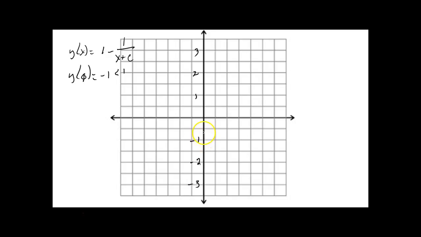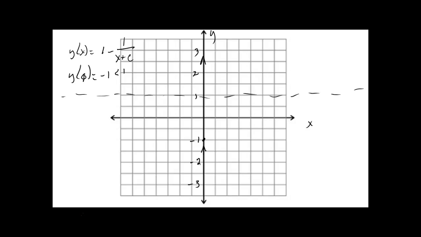Now we're down here. This is your x-axis, this is your y-axis, and this was your critical value. You know it's going up here and up here. And here we have y of 0 is equal to negative 1, so you're somewhere down there.